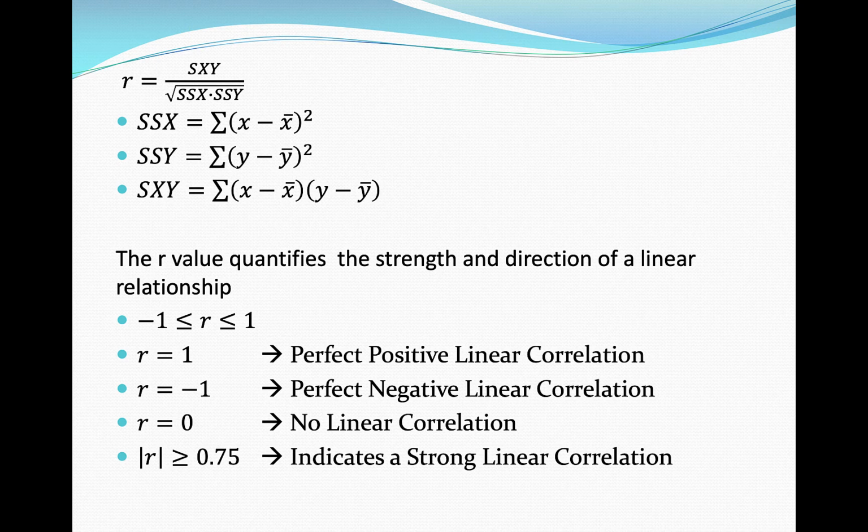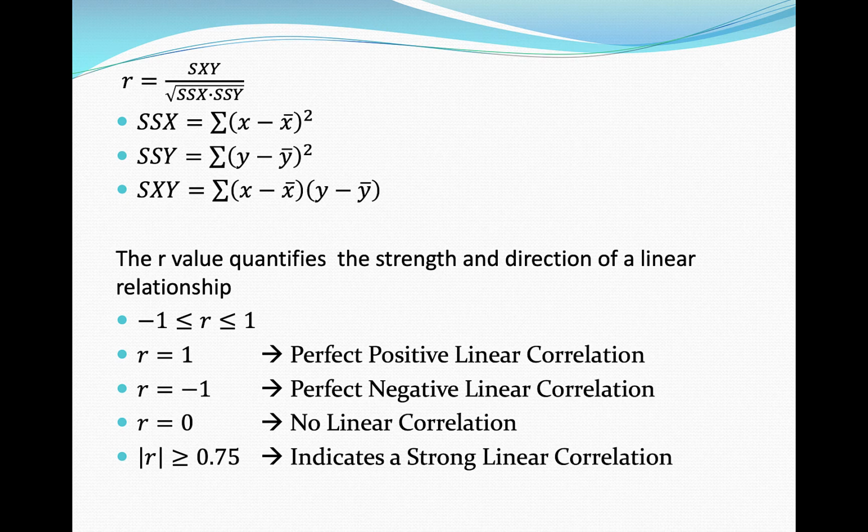If the absolute value of R is at least 0.75, then that's when we're going to say the relationship is strong. So if you get an R value of 0.9, that's a strong positive linear correlation. If you get an R value of -0.8, that is a strong negative linear correlation. So we'll use that term strong when we get an absolute value of R bigger than 0.75.